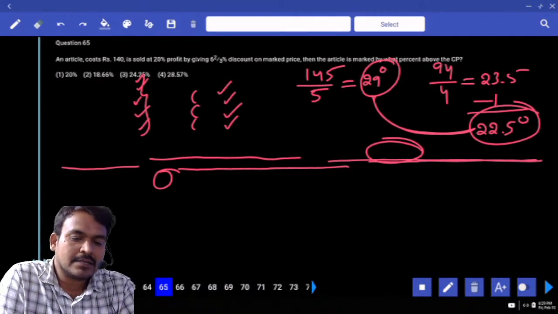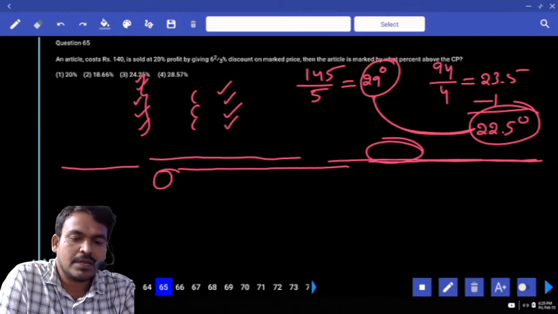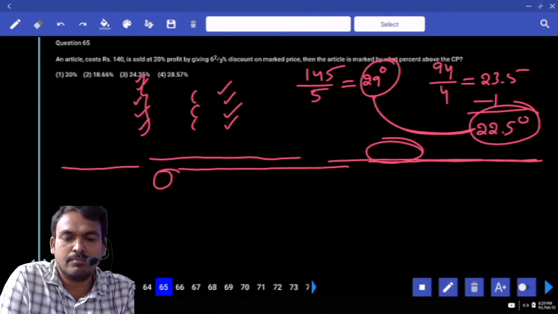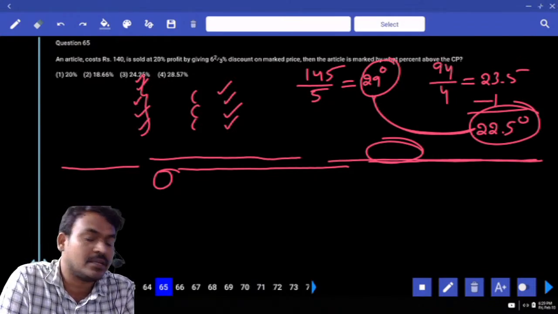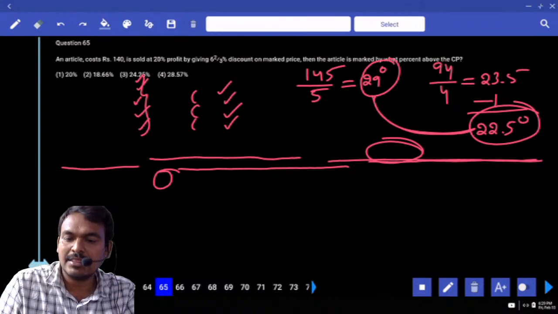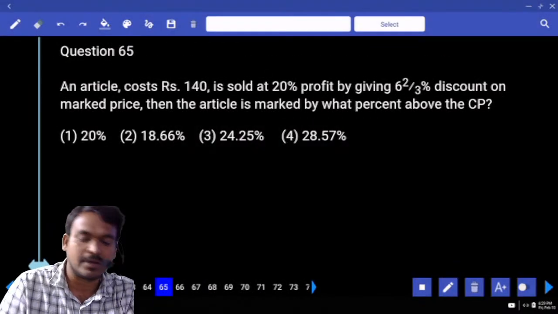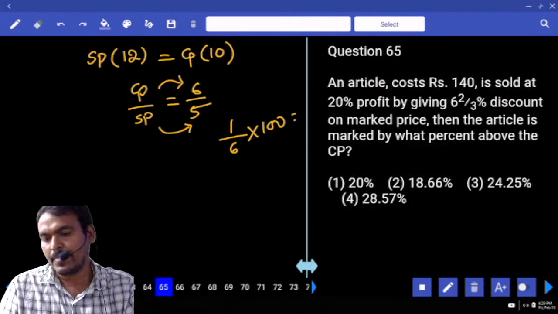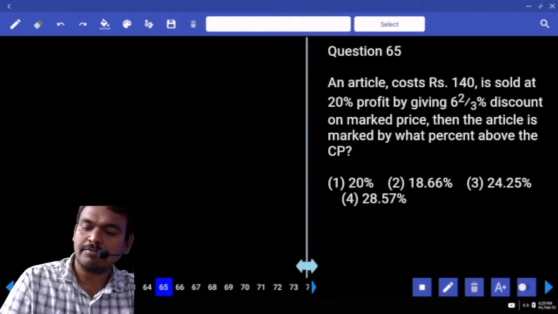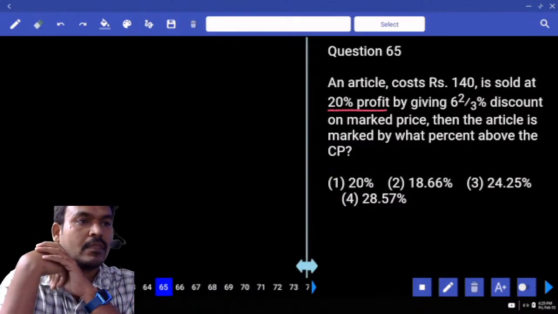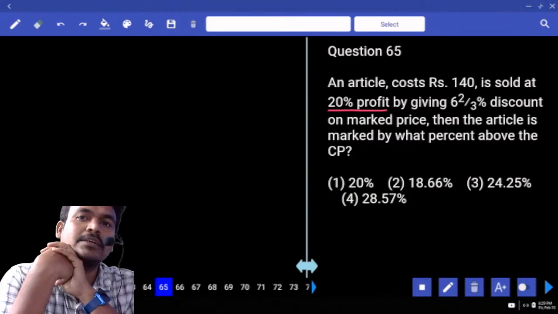Next question number 65. An article cost is how many rupees? 140. It is sold at 20% profit by giving 6 2/3% discount on the market price. Then the article is marked by what percent above the cost price or selling price? Cost price. Okay. 20% profit means what is the fraction? 1/5, or not? Fraction 1/5.